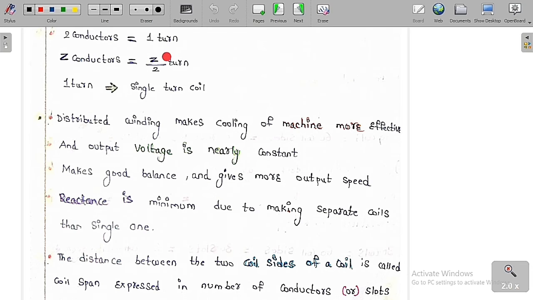Two conductors means one turn. I have already told you one turn means we have two conductors. So for Z conductors we have Z by 2 turns. Therefore, for two conductors we have one turn, and for Z conductors, if you do the simplification, we get Z by 2 turns. It's a very simple simplification: two conductors means one turn, so Z conductors means the number of turns. You can easily do cross multiplication and get the result, Z by 2 turns. One turn is nothing but a single turn coil, because a coil of single turn is called a single turn coil.